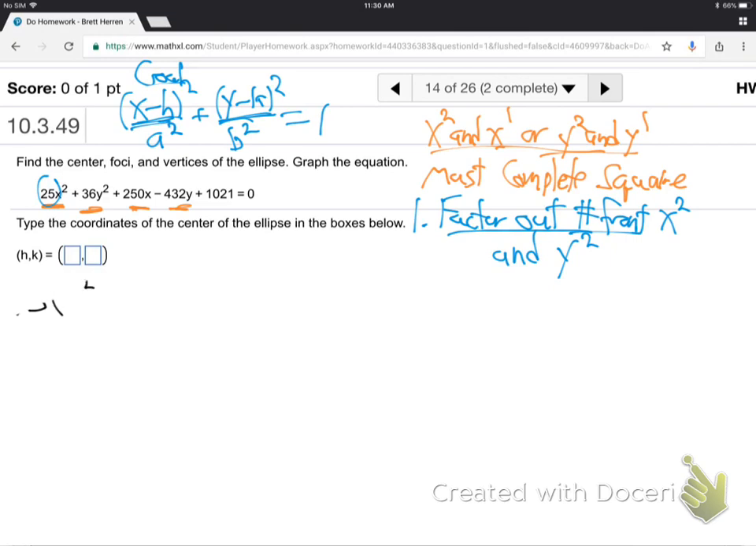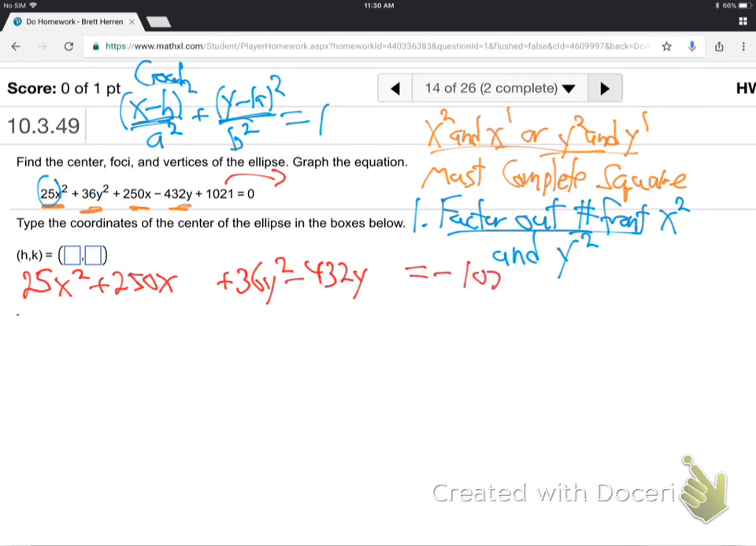Actually, let me reorganize it first. This is a hard one. Glad we're doing this. This is the worst of it. 25x squared plus 250x, leave a little space, plus 36y squared minus 432y equals minus 1021, jump it to the other side. All right, there's my first step. See how I gathered up like things? X squared, x stuff together, y stuff together, number on the right side of it. Like that? That's good so far.